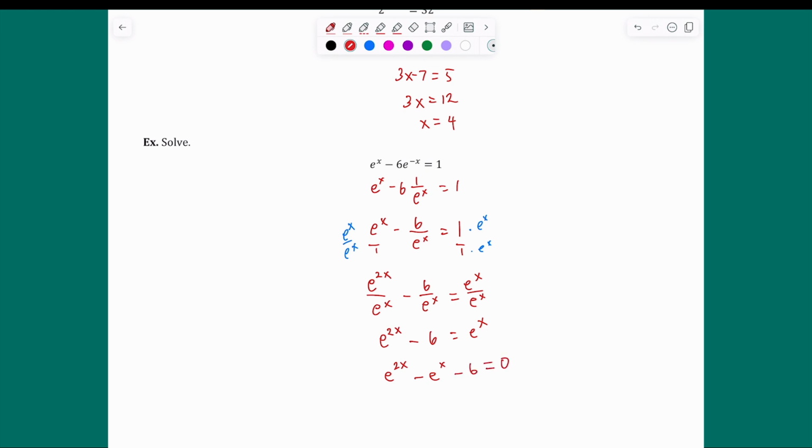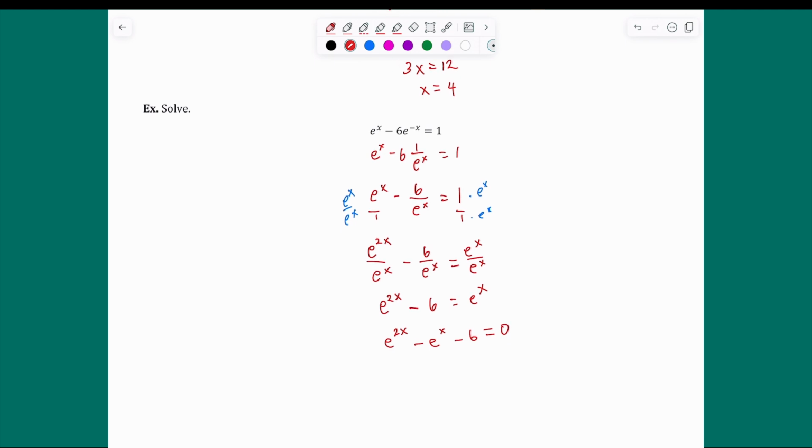And this one's a little tricky if you don't notice it. It has what we call quadratic form, because if you do a substitution here, like let u equal e to the x, then notice u raised to the second power is the same thing as e to the x raised to the second power, which is just e to the 2x. And so substituting this, you can see this is exactly u squared.